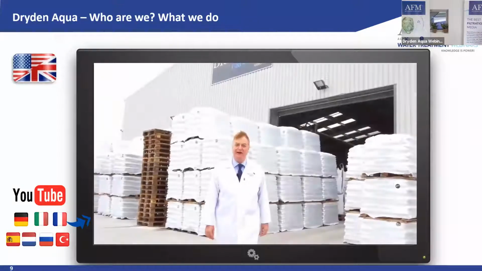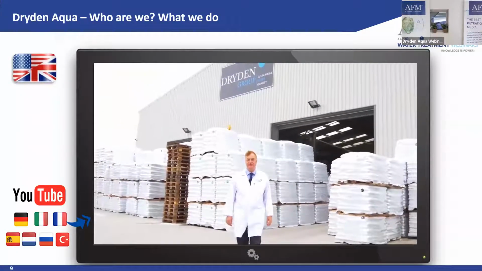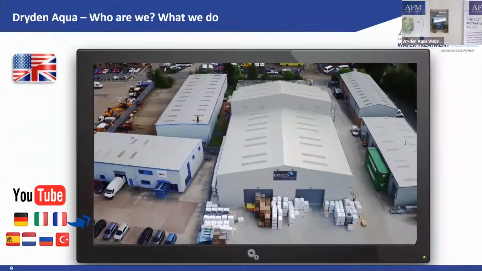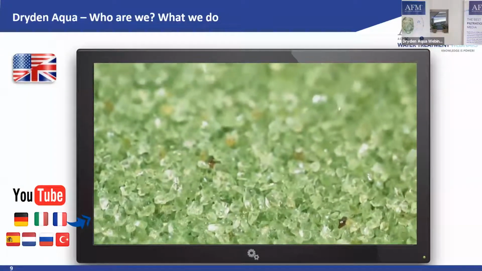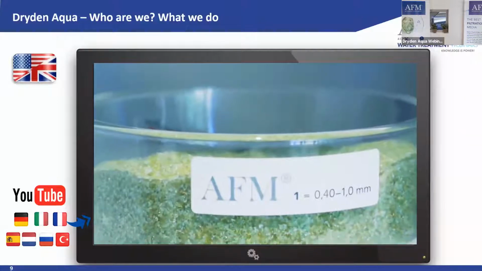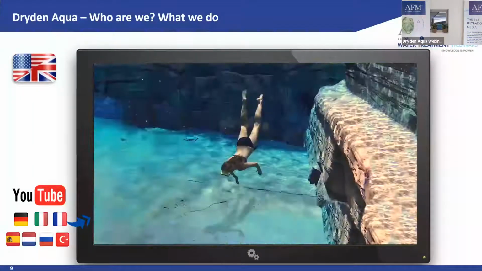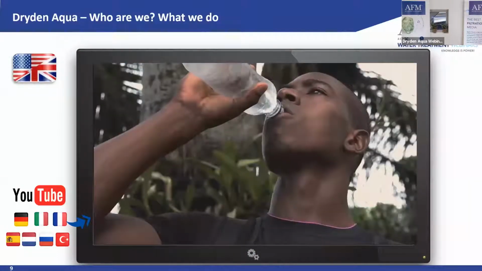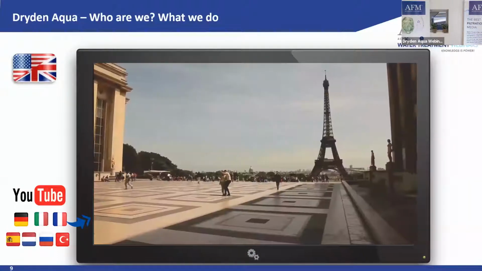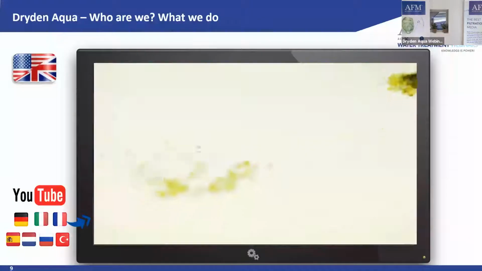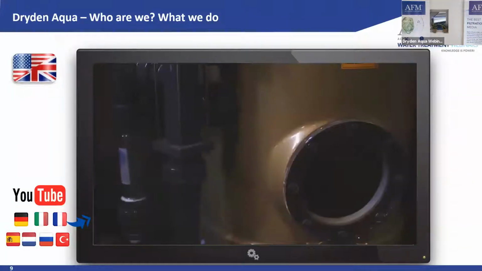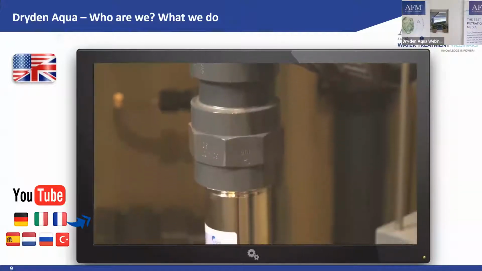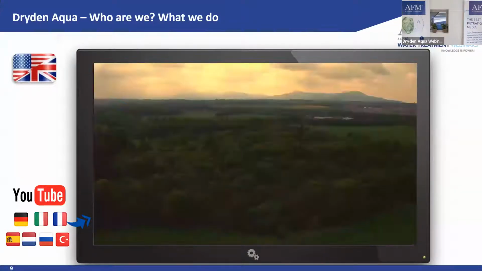Dryden Aqua is one of the largest manufacturers of water filtration media in Europe. Our activated filter media, AFM, is verified to be the best. We are marine biologists and provide sparkling, blue, safe water for over 200,000 swimming pools and clean drinking water for millions of people in Europe, in Africa and Asia. AFM doubles the performance in sand filters and negates the need to invest in new infrastructure. It future-proofs water treatment.